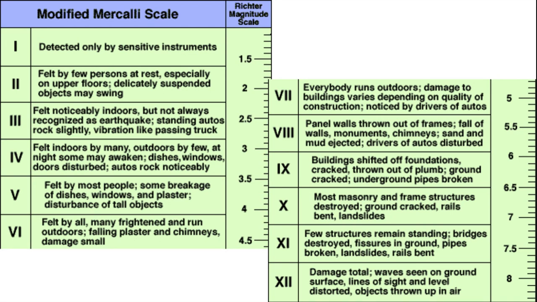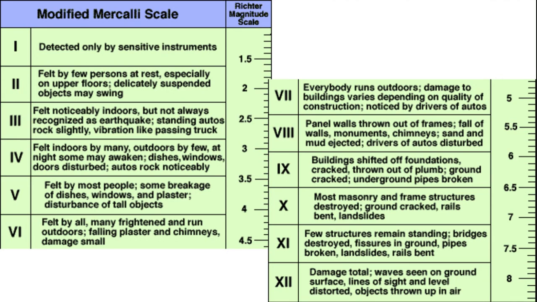So the higher the Mercalli value, like if you look at 12, which is the XII, damage is total, waves are seen on the ground surface, and I'm not talking about waves of water, I'm talking about the ground looks like it is moving in a wave. Lines of sight and level are distorted, and objects are thrown up in the air.